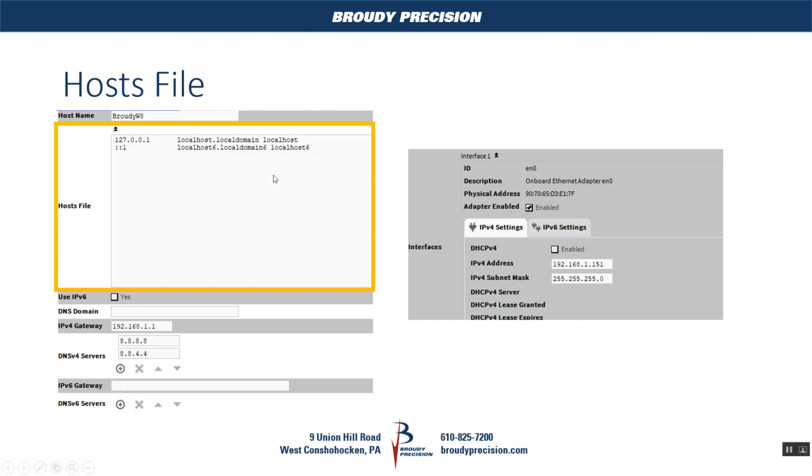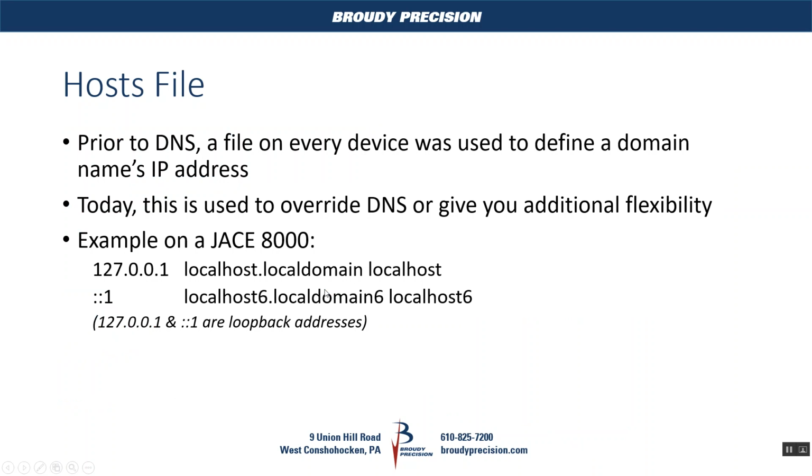Next, we are going to look at the host file. And the host file is very similar to DNS, except it's not done from a server. It's done locally. So prior to DNS, prior to servers existing that did these lookups for you, there was a file on every device that sort of defined a domain name's IP address. So you could set up your own domain that looked up to a specific IP address if you wanted to. Today, this is largely used just to override a DNS server or give you additional flexibility.